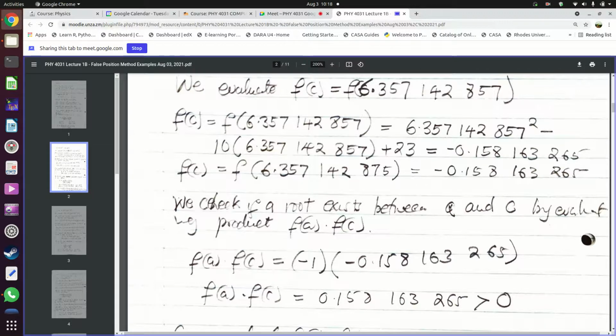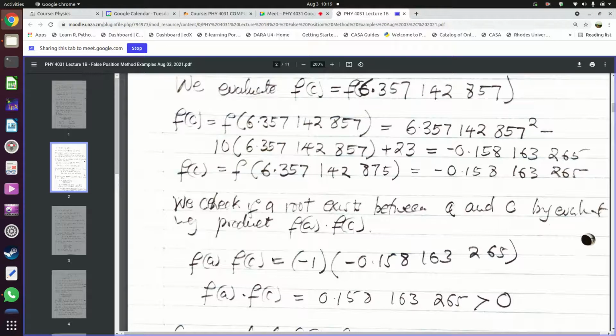Since we have found the root C and we are doing a bracketing method, there has to be a way of adjusting our bracket. We check if a root exists between A and C by working out the product f(A) times f(C). If this product comes out negative, then a root exists in that interval. If it comes out positive, then a root does not exist in that interval.